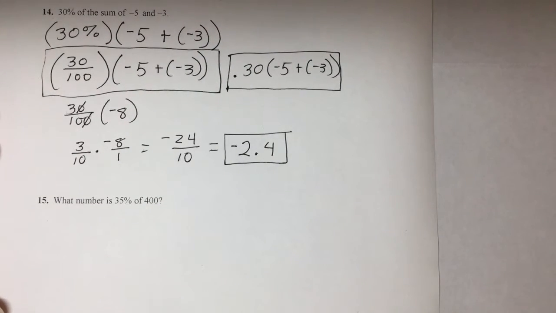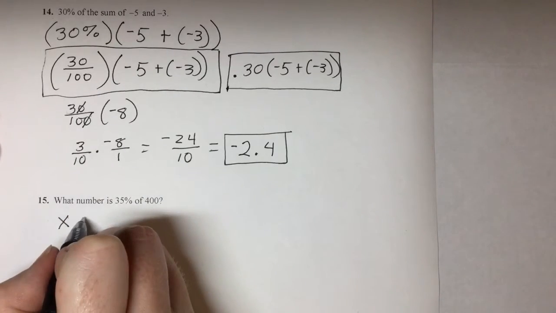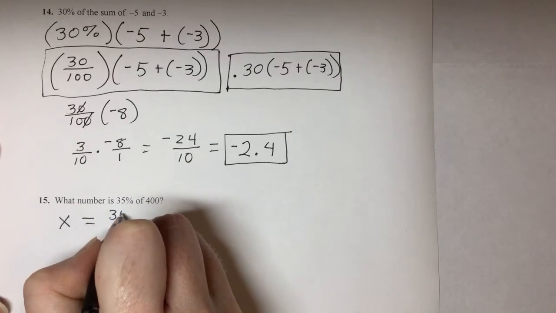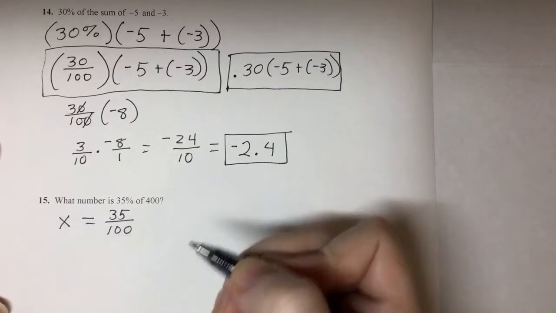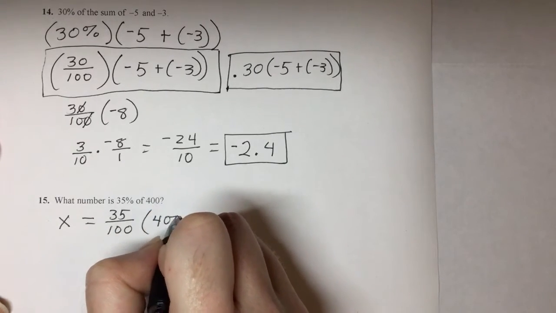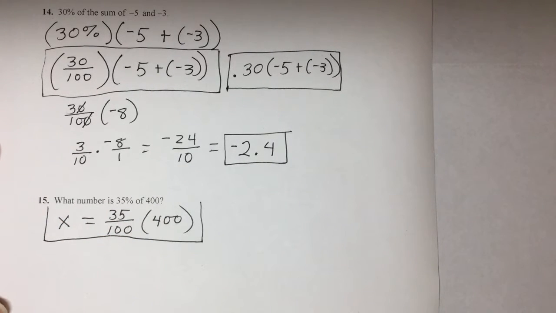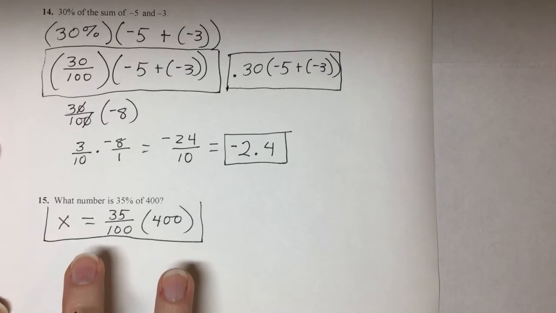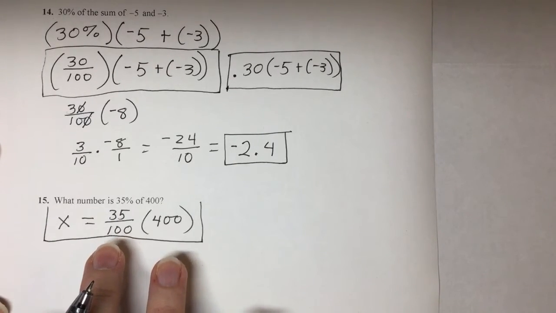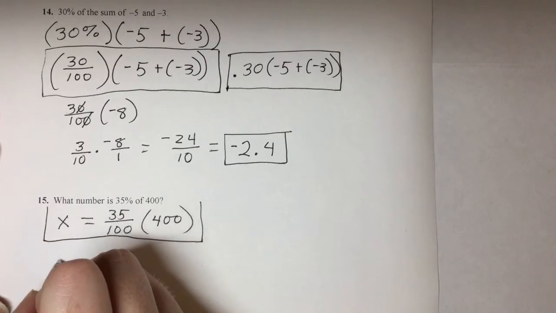With 15, what number is? Well, what number, there's my variable, is equals 35%. Well, remember percent is per cent, 35 out of 100, of multiplication 400. This is the direct translation. We'll be seeing these with word problems as well. Do the direct translation first, and then solving the word problem will be very easy in comparison.